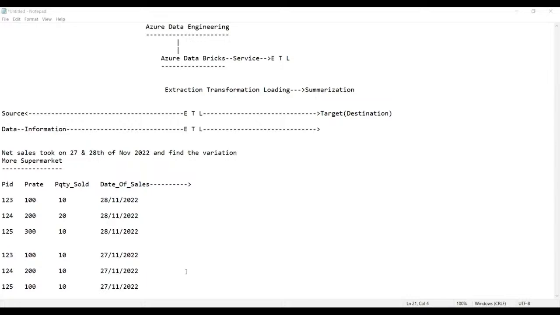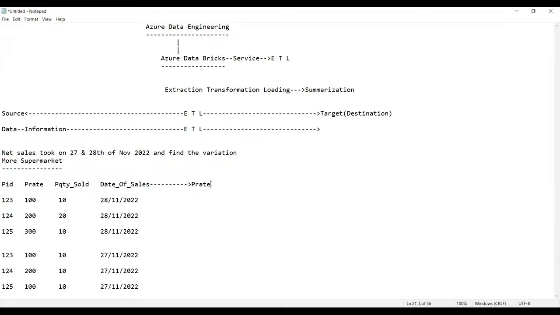No, it is required on dates here. Yes, we don't require the product ID. Product rate is required. But if you want to know the net sales without the product rate, how can you find out the net sales? So here we require product rate. Product rate we have picked up. That means product ID is not required. He wants the net sales amount, so product rate is taken here.